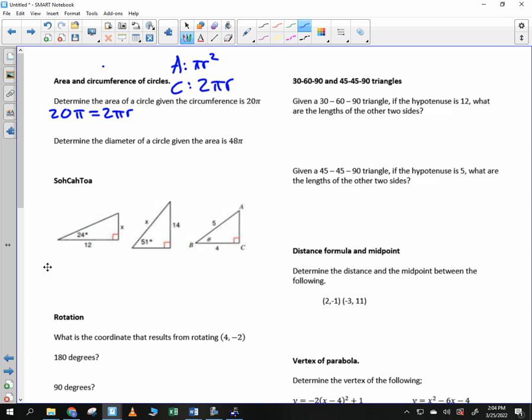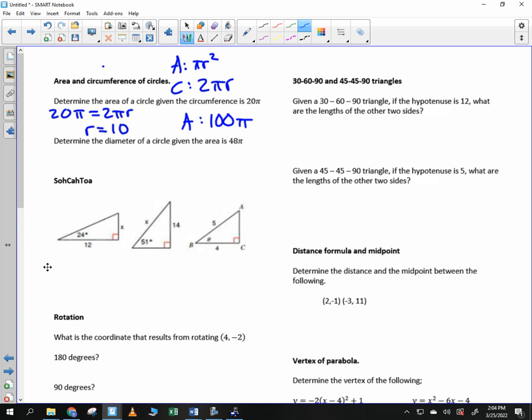Determine the area of a circle given the circumference is 20 pi. If the circumference is 20 pi, what do I have to find out in order to get the area? How do I figure out the radius? Good. 2 pi r equals 20 pi. So what's the radius? The circumference is 20 pi. So the radius is 10. Now that I know the radius is 10, plug it in and the area is 100 pi.